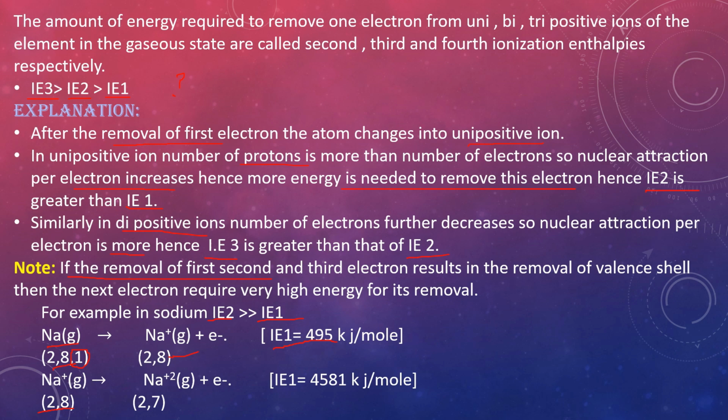But if we want to remove an electron and convert it into Na+2 ion, then this process requires a high amount of energy, that is 4581 kilojoule per mole, and this is not available in normal condition. That is why Na+2 ion is not formed.